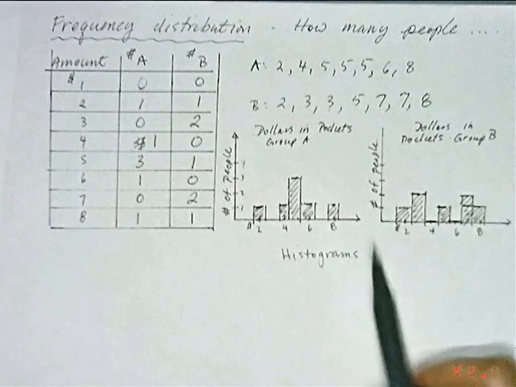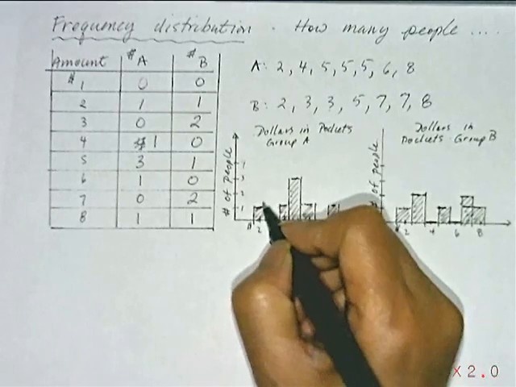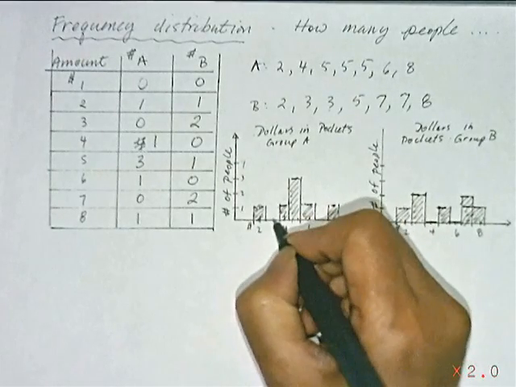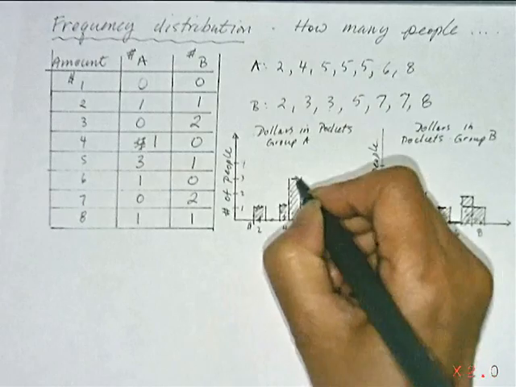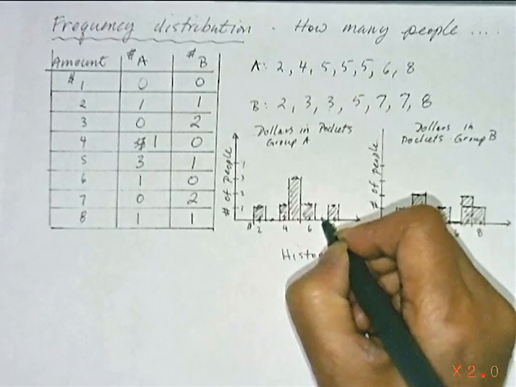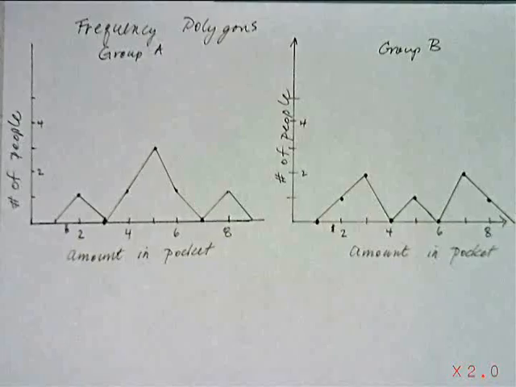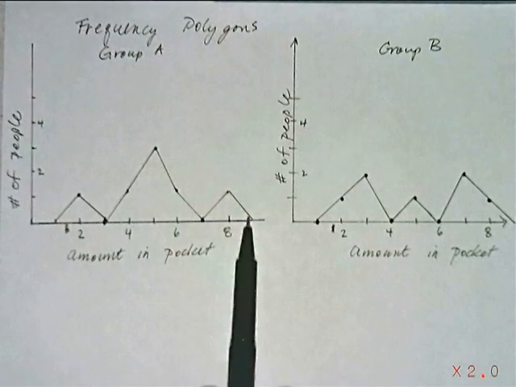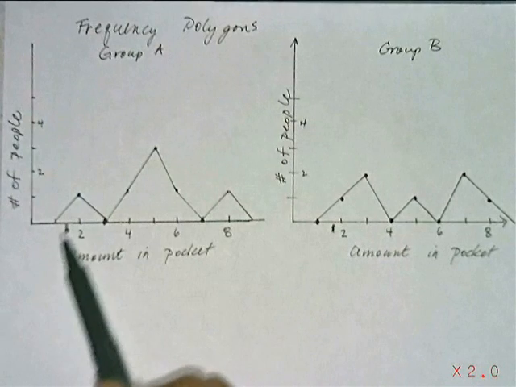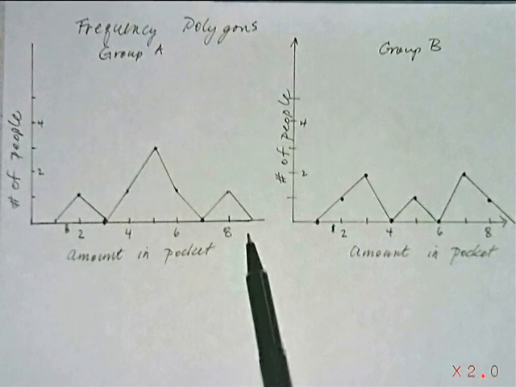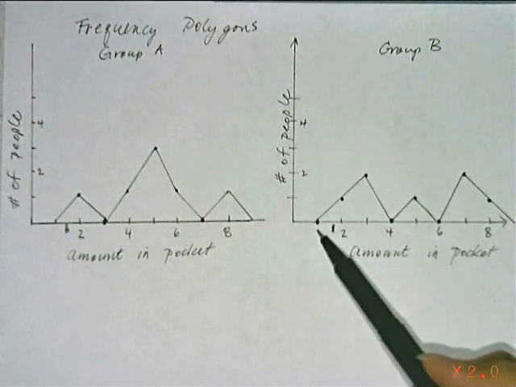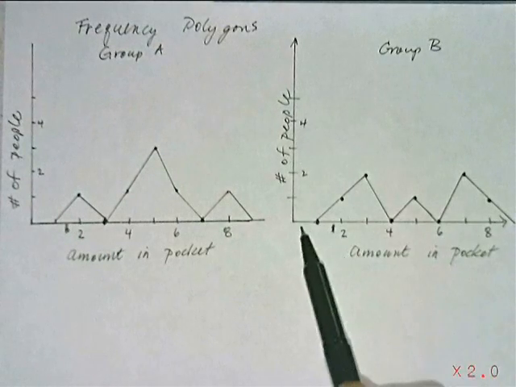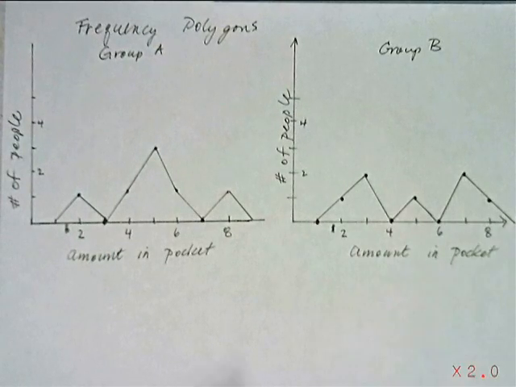You can imagine a dot here, here, here, here, here, here, and here, and then we're going to draw the frequency. Here are the frequency polygons for the two groups of data. Group A has this distribution of the amounts. This number of people have these amounts in their pocket. In group B, we have this number of people who have this amount in their pocket.